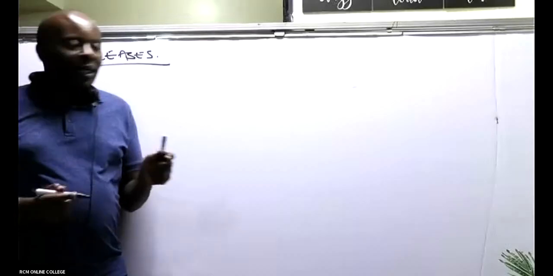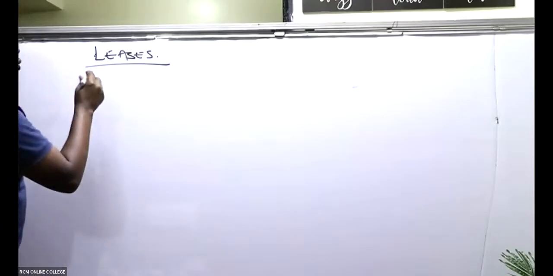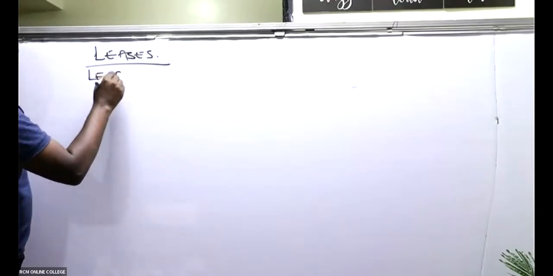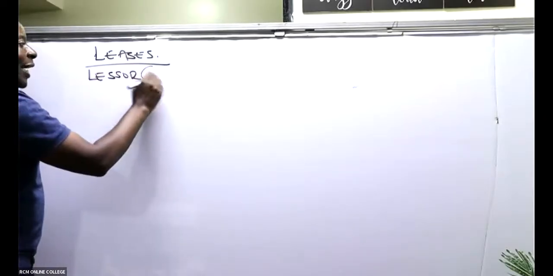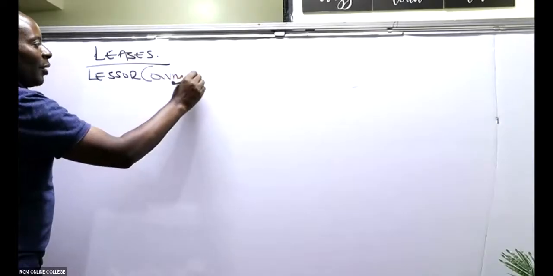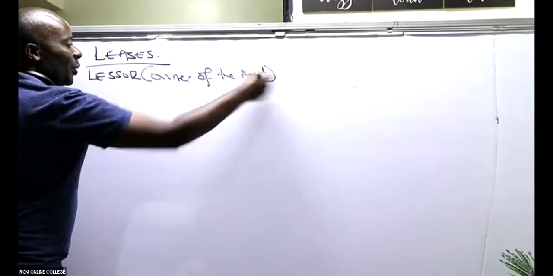Explained in our last class. If you remember very well, we have two parties here. We have a party we are calling the lessor. The lessor is the owner of the asset. If the asset is a building, we shall be calling him who?